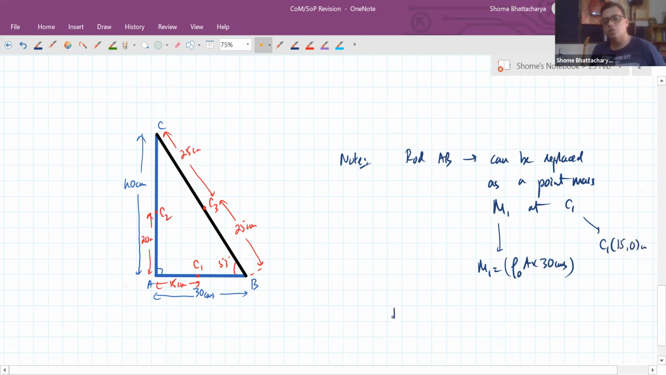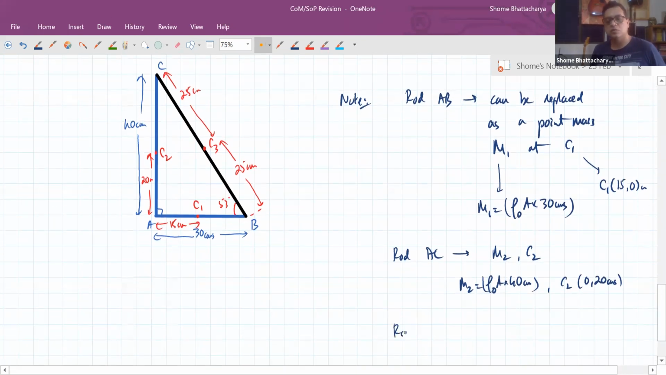Okay. Similarly, the rod AC can be replaced by a mass M2 at C2, where M2 will be equal to the same density into area, but into 40 centimeters. Okay. And C2 will have a position of 0, 20 centimeters. And likewise, the rod BC can be replaced by some mass M3 at the position C3. Now M3 will become 2 times rho naught into the same area, but into 50 centimeters.